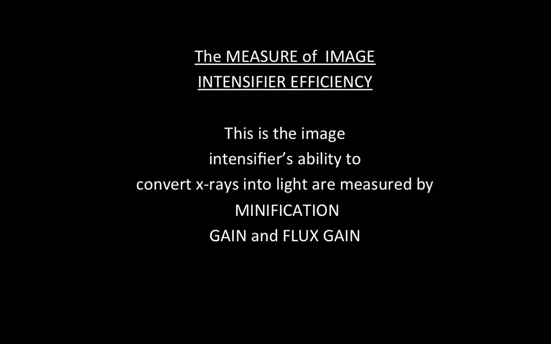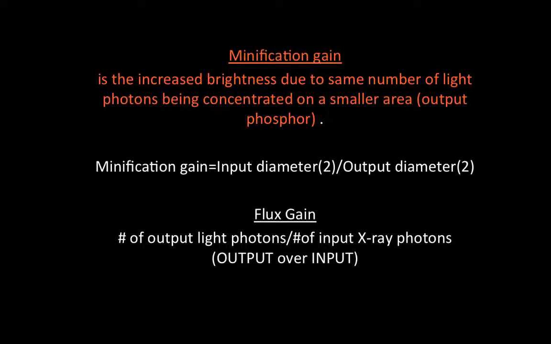The measure of image intensifier efficiency. This is the image intensifier's ability to convert X-rays into light, measured by magnification gain and flux gain. Magnification gain is increased brightness due to the same number of light photons being concentrated into a smaller area, the output phosphor. Magnification gain is input diameter squared divided by output diameter squared. Flux gain is the number of output light photons divided by the number of input X-ray photons. So essentially it's output over input.